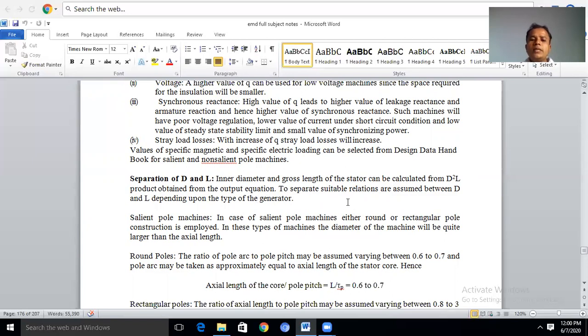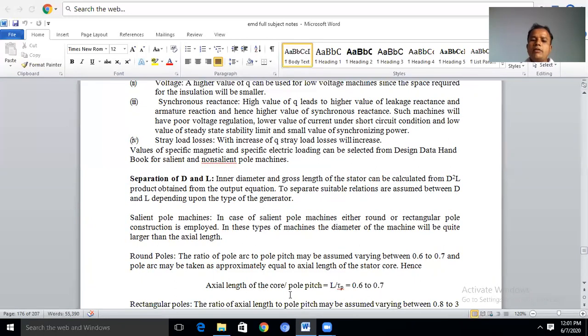To separate the particular D and L, we need to have some of the assumed relations. Coming to the salient pole machine, either round or rectangular pole construction is employed. In these types of machines, the diameter of the machine will be quite larger than the axial length. Again, in the round poles, the ratio of pole arc to pole pitch may be assumed varying between 0.6 to 0.7, and pole arc may be taken as approximately equal to the axial length of the stator core.